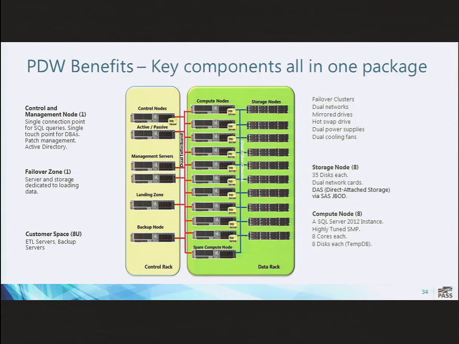This is the layout, and this graphic is still version 1, but you can build out version 2 to be very similar, where you have control nodes. That's a single connection point for your SQL queries. They'll go to the control nodes and they're going to farm it all out. You'll have some failover zones in here. You'll have some customer spaces where they can install their own backup nodes and landing zones. Landing zone is where you move the data, kind of a staging area. And then you have 8 storage nodes, each with disk, each with partitioning them out.